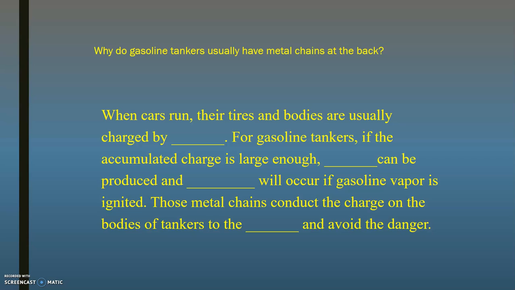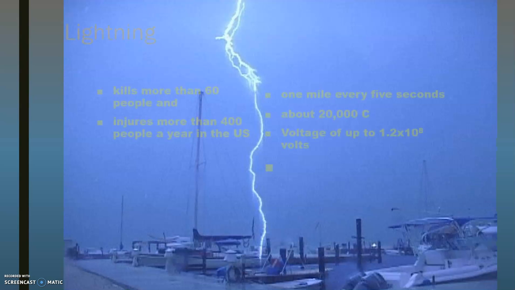So why do gasoline tankers usually have metal chains on their back? Well, as you're driving, you have your rubber tires only touching the ground. They're good insulators. And so the air friction coming across the body of the semi is going to build up static electricity. And for gasoline tankers, if it's large enough, you can actually get a spark. And that can then induce an explosion. Bad things happen when that happens. So they put metal chains on the ground, so every so often, if it hits a really big bump, those chains slam down into the asphalt, discharge, and that avoids any danger.